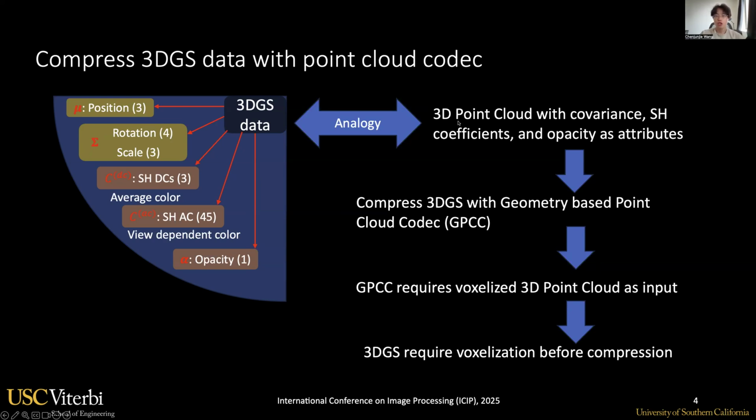We view a 3D Gaussian model as a 3D point cloud with multiple types of attributes and utilize geometry-based point cloud compression techniques to compress 3DGS. However, a point cloud codec requires the 3D point cloud to be voxelized. So we implement voxelization of 3DGS data before compression.